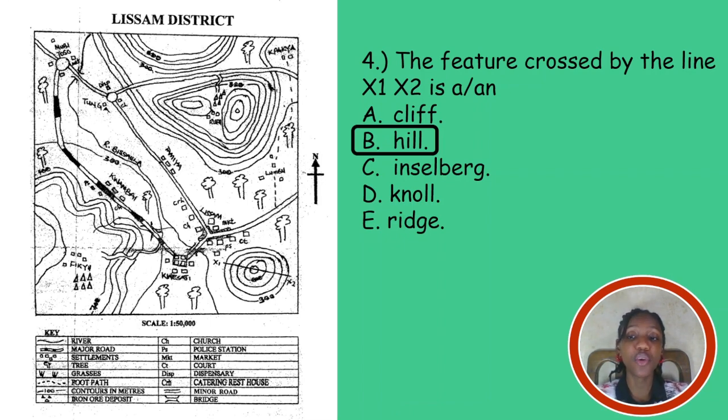Finally, option E, a ridge, which is a long, narrow, elevated landform with elongated contours. So now the contours here are circular or oval, they are not extended. And this also rules out option E. Now let's move on to the next question.